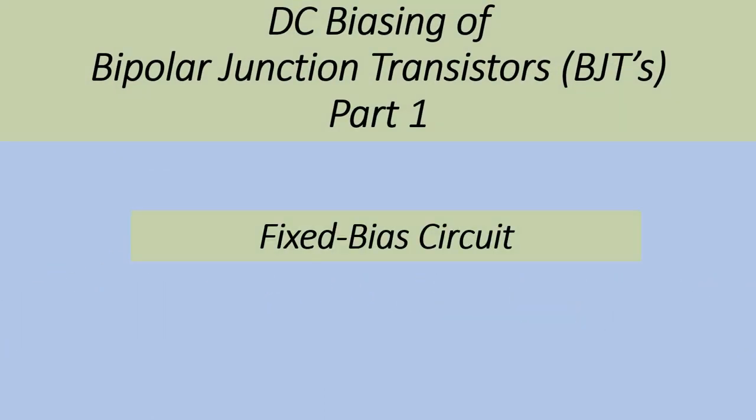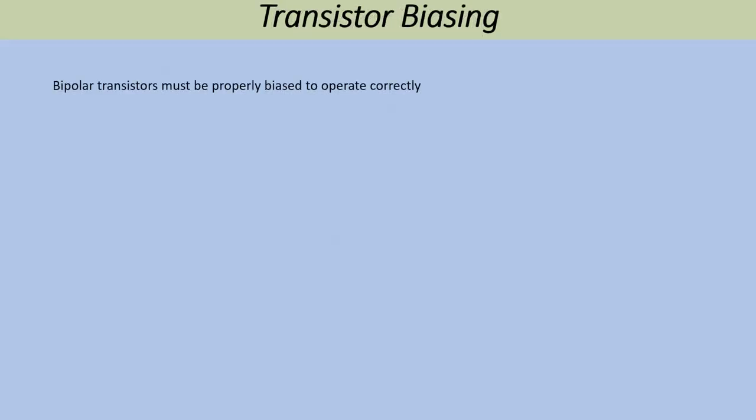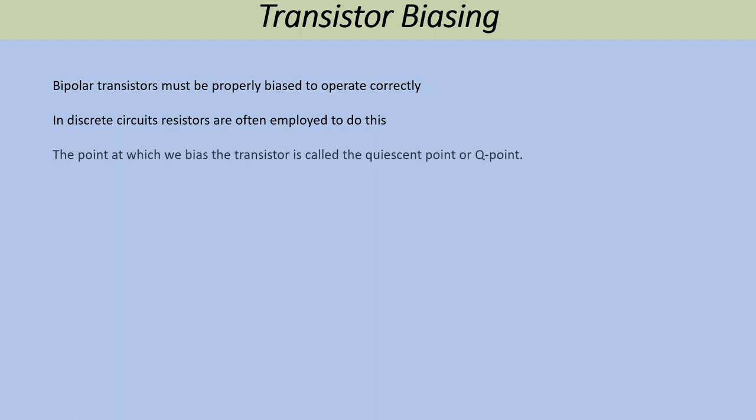DC biasing of bipolar junction transistors, part 1: fixed bias circuits. Transistor biasing is important in order to make a transistor operate correctly, and in discrete circuits resistors are often used.